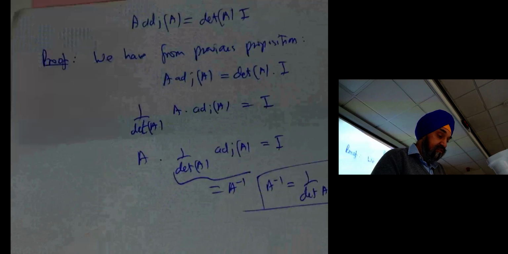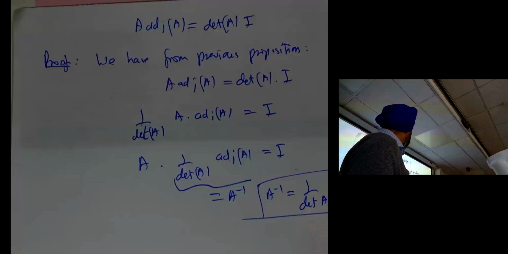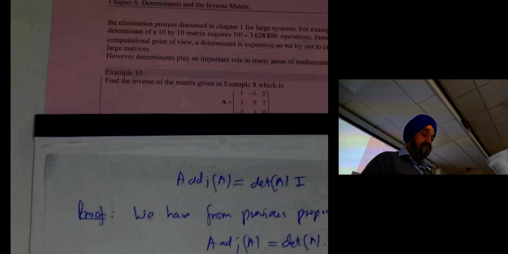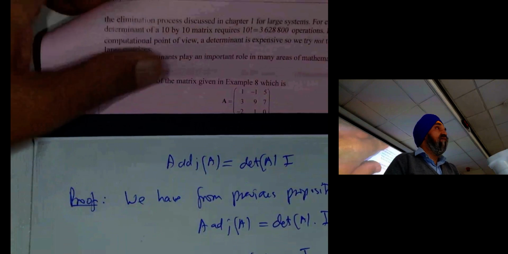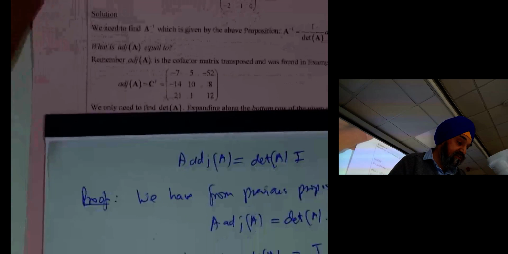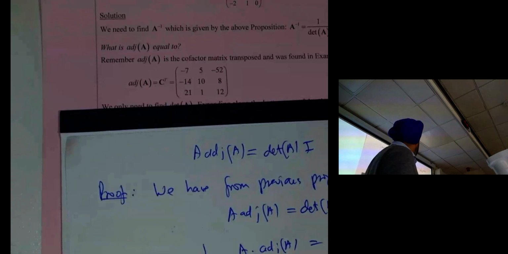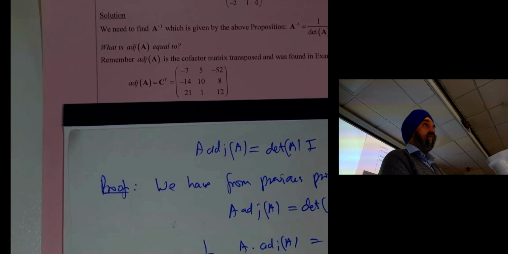The inverse is given by that thing there, isn't it? What's the adjoint of A? We worked that out earlier. The adjoint of A, if you work it out, was the cofactors transposed. That was the adjoint of A. What else do we need to find?